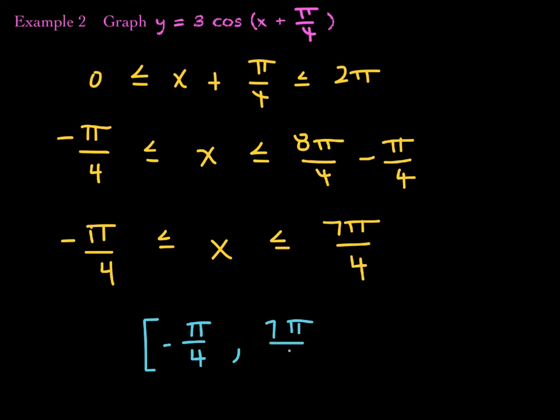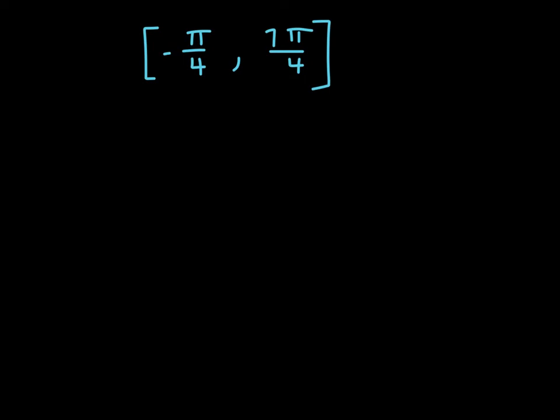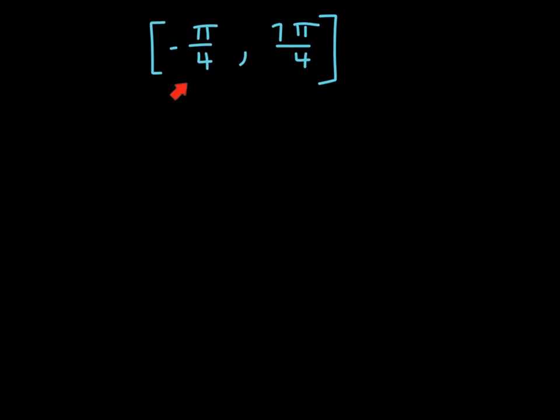What we're going to do is take this interval now and divide it into 4 parts. We're going to go find those 5 input values. All right? Please notice that your left endpoint is negative pi over 4. Your right endpoint is 7 pi over 4.